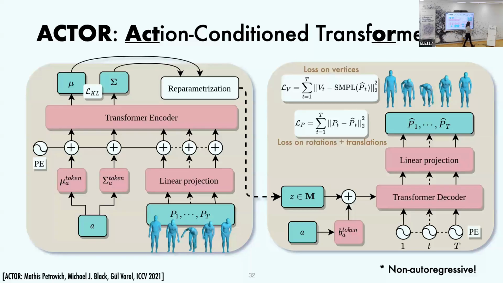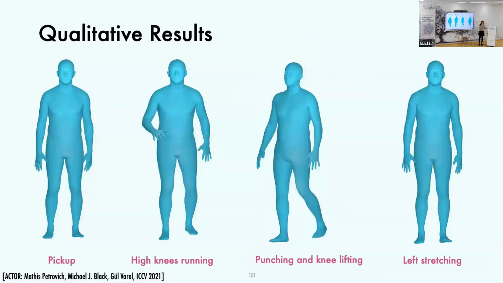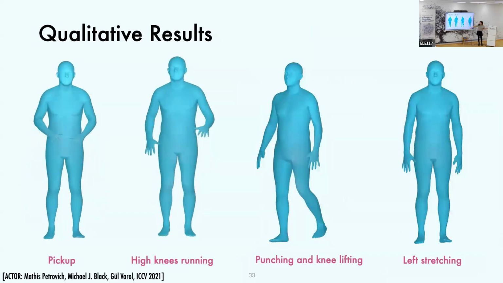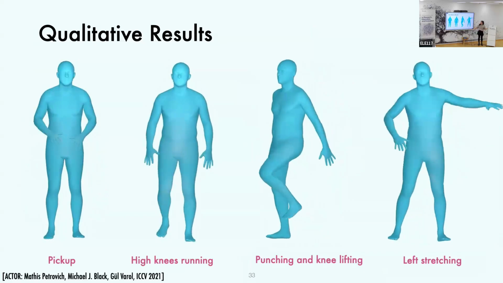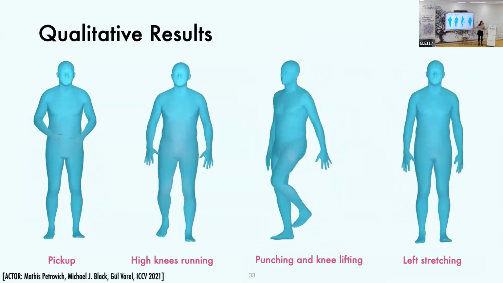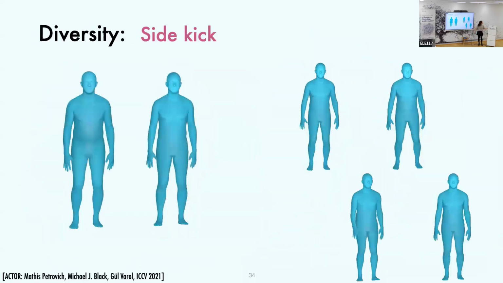Any other questions? Well, the code of this is pretty nicely written. So if you are interested, it's understandable. Some qualitative results: pick up, high knees running, punching and knee lifting, left stretching. Even if we see some text there, it's just some categorical IDs.